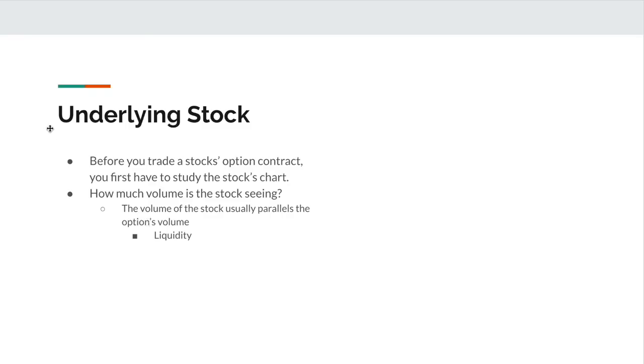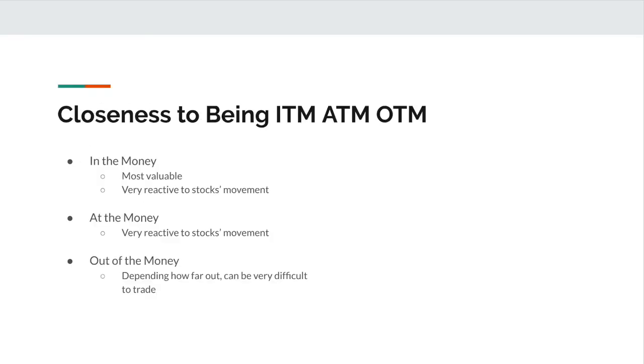So that's the first thing that I look at. Obviously, I look at the underlying stock. What's popped up on my scanners? What's looking good? How is the overall market acting? Second thing to look at is the closeness to being in the money, at the money, or out of the money. In the money options are going to be most valuable. They're very reactive to the stock's movements. At the money options are also very valuable and very reactive to the stock's movements.